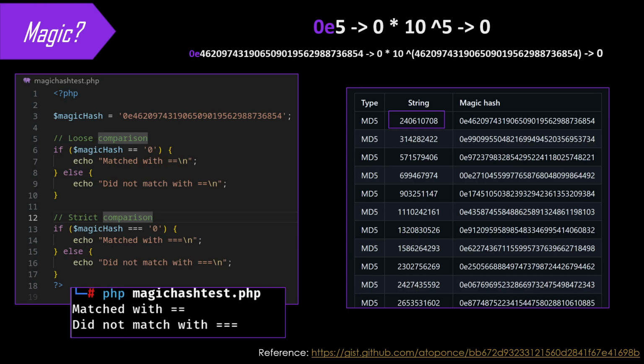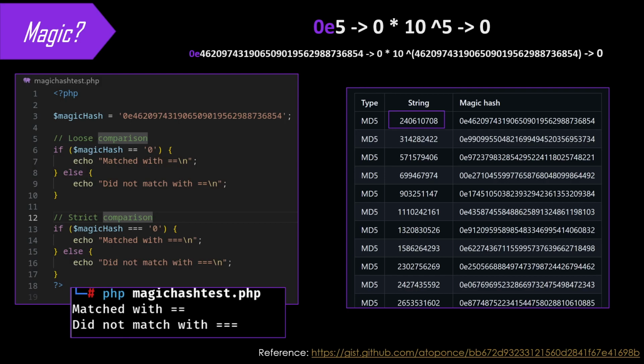The variable magic hash contains a string 0e462 and so on. When PHP encounters a string in a loose comparison with 0, it sees 0e followed by numbers. This 0e is interpreted as 0 times 10 to the power of whatever follows, which mathematically equals 0. Now look at the top of the right screen: we see 0e5 is the same as 0 times 10 to the power of 5, and anything times 0 is 0. Same concept, we now have a magic hash. 0e is the same as 0 times 10 to the power of whatever the magic hash has, which equals 0. So in the script, when the loose comparison if magic hash equals 0 is performed, PHP interprets magic hash as 0 because it starts with 0e, making the statement true, which is why the echo statement matched with the double equal sign is executed.